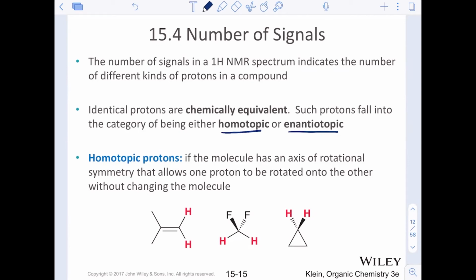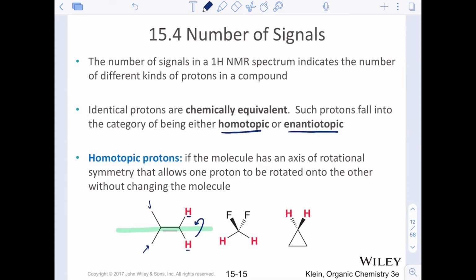Homotopic protons are chemically equivalent. They're identical protons. They would show up in the same signal, and they appear if the molecule has an axis of rotational symmetry that allows one proton to be rotated onto the other one without changing the molecule. So these two on the first structure are homotopic because we have identical symmetry over here. Where is the axis of rotation? Right there. There's the axis. Rotation would be if I were to flip around, right? Flip around that axis, do a pancake flip.